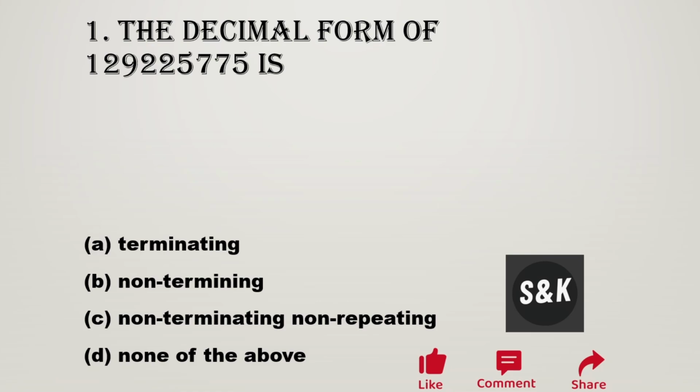Hello friends, today we are going to discuss chapter 1 of mathematics, that is real numbers. So the first question is the decimal form of 129225775 is. So the correct option is option C, non-terminating, non-repeating.